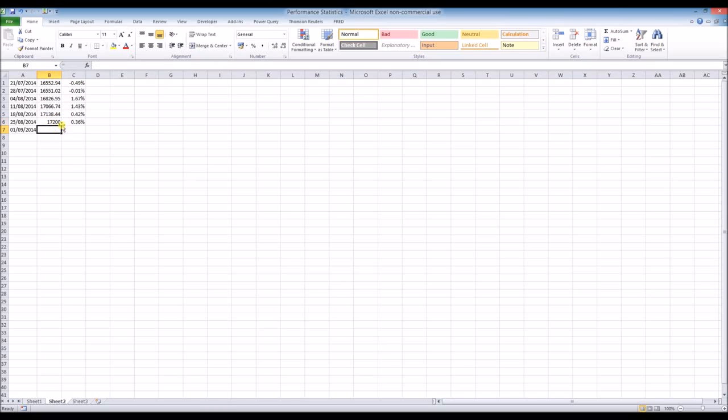So just to make it easy, the portfolio margin on the 1st of September is 22,300. 5,000 of that is just capital injection, and 100 of that is performance.